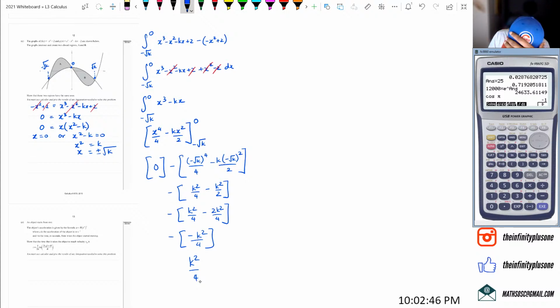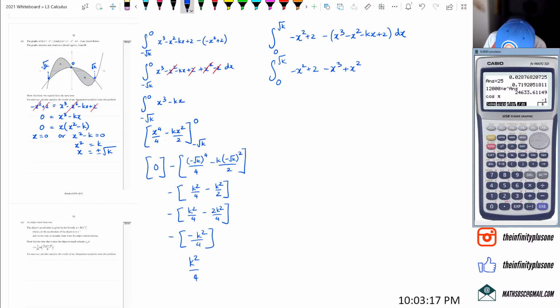It's like finding one area, and now I've got to do the same thing for the other one, between square root of k and 0. I've got the parabola on top, so it's negative x squared plus 2 minus the cubic. Jeez, talk about making me work for the last question. Square root of k to 0: I've got negative x squared plus 2, minus x cubed plus x squared plus kx minus 2 dx.